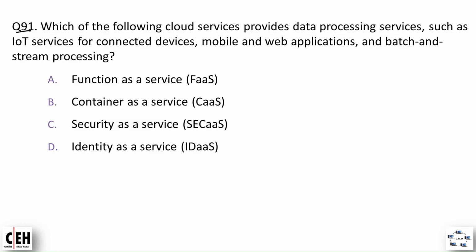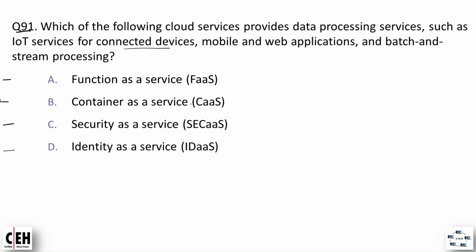Question number 91. Which of the following cloud services provides data processing services such as Internet of Things services for connected devices, mobile and web applications, and batch and stream processing? Option A, function as a service. Option B, container as a service. Option C, security as a service. And option D, identity as a service.